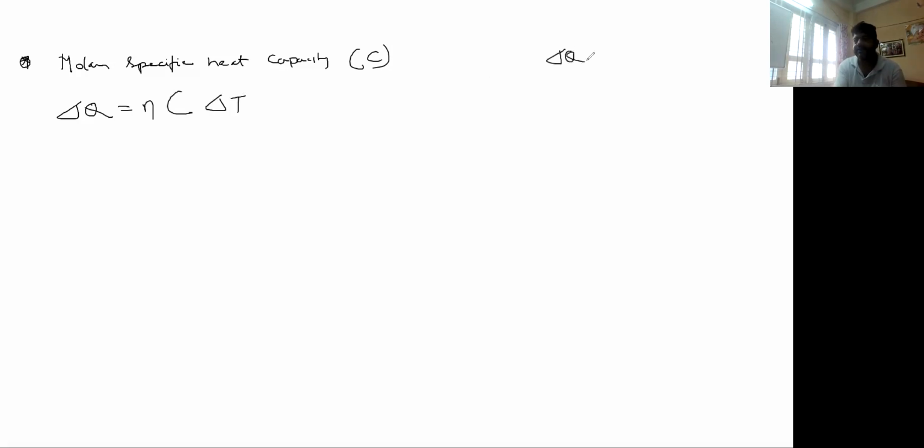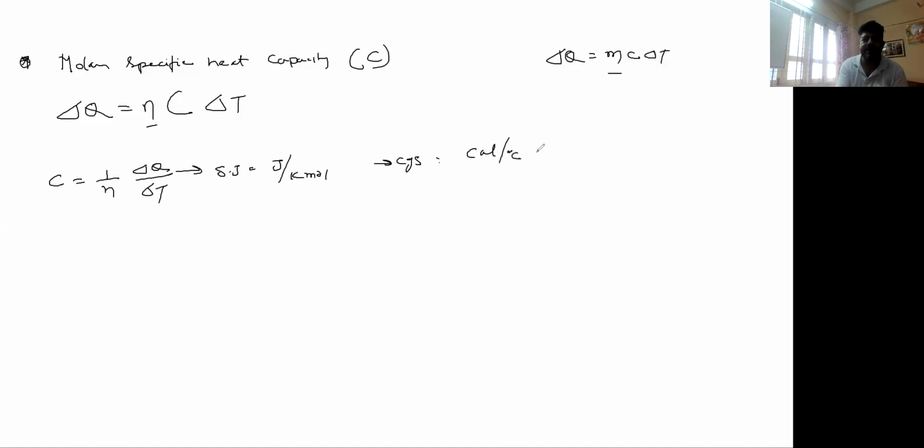So I think you understand the difference. In mass times specific heat capacity times del T, that c is the specific heat capacity, and instead of mass, if we use mole, that is called molar specific heat capacity. Molar specific heat capacity is defined as the heat exchanged per unit mole per unit temperature. So what is the SI unit? SI unit is joule per Kelvin per mole, and CGS unit is calorie per degree centigrade per mole. Okay.